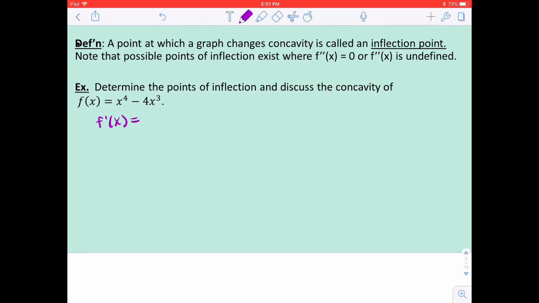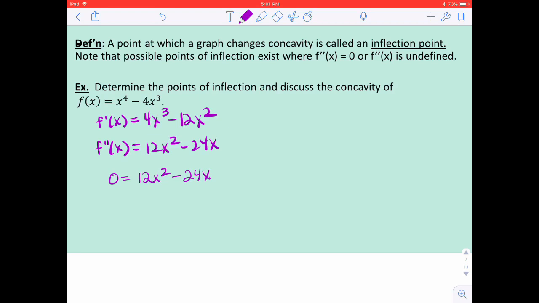So once again, the first thing we need to do is find the first derivative. So 4x cubed minus 12x squared. Find the second derivative: 12x squared minus 24x. Don't we wish they were all this easy? Okay, set it equal to 0 to find the inflection points. Let's factor out a 12x so we get x minus 2. So x can be either 0 or 2. So those are our inflection points.